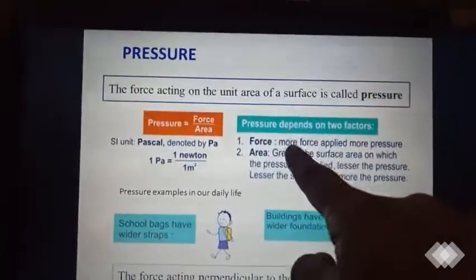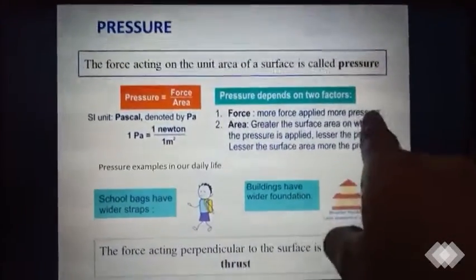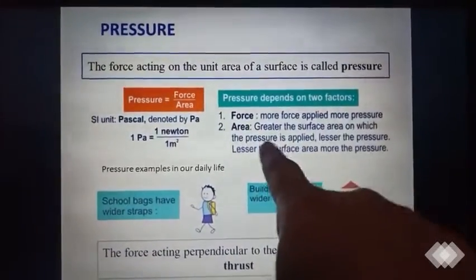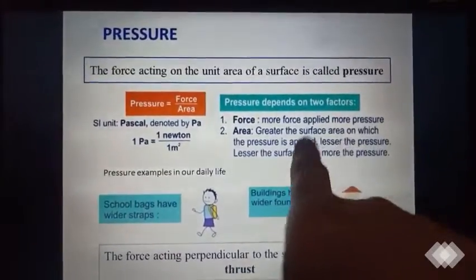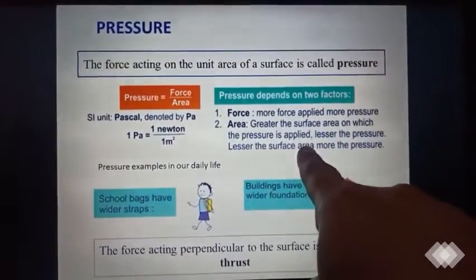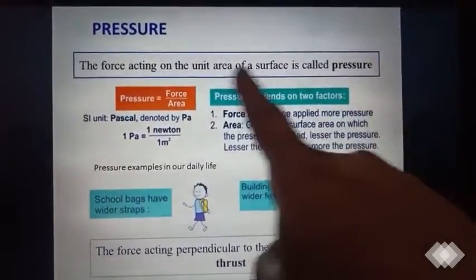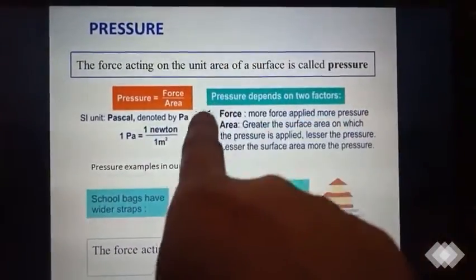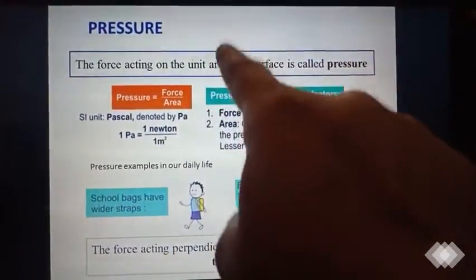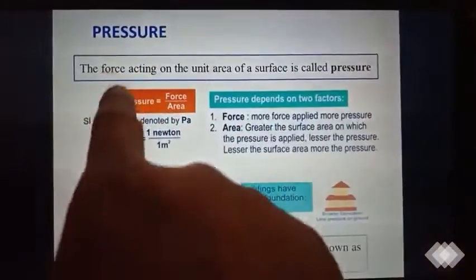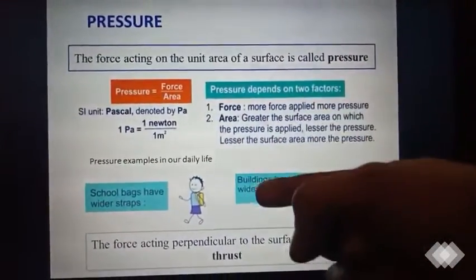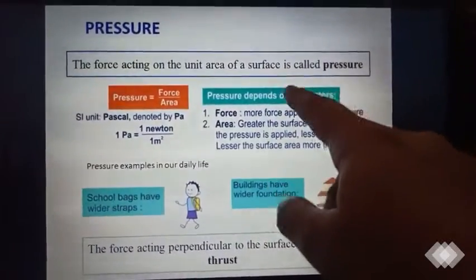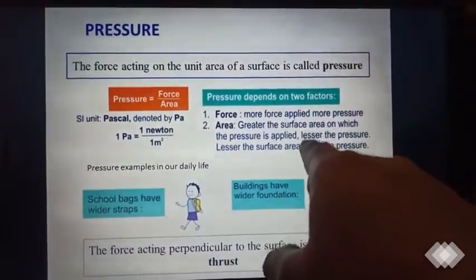You can look at here. More force applied, more pressure. If you take an area, the greater the surface area on which the pressure is applied, the lesser the pressure, whereas the lesser the surface area, the more the pressure. Is it clear? If you know the formula, you can write this on your own. Pressure equals force divided by area. The force is the numerator, so if the quantity of force increases, the pressure will increase. Whereas the area is in the denominator, so when the area is more, the pressure will be less. Is it clear? These are the two factors on which pressure depends.